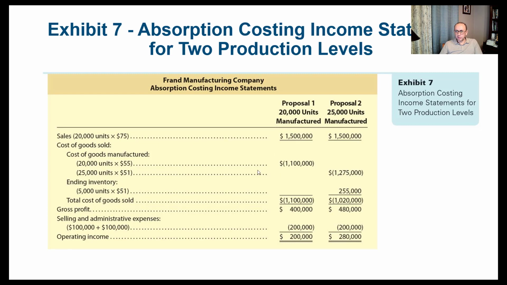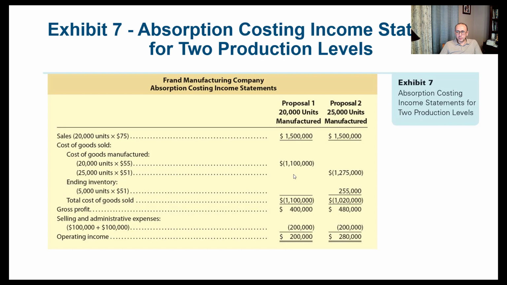Remember, under absorption costing, we have two important numbers that we think about. We have to calculate the gross profit and we have to calculate the operating income. So to get the gross profit, we have to subtract the cost of goods sold from sales. So how do we get the cost of goods sold? We have to get the cost of goods manufactured, and we subtract the ending inventory.